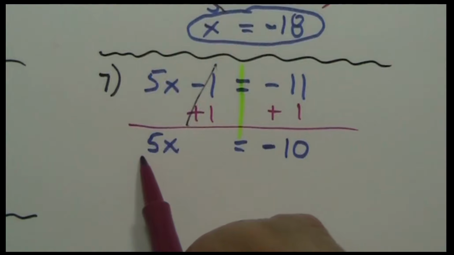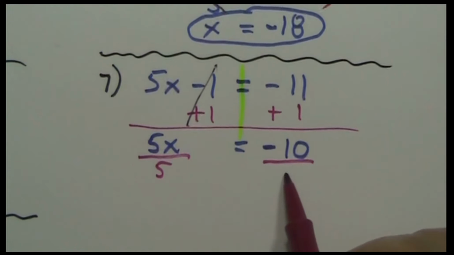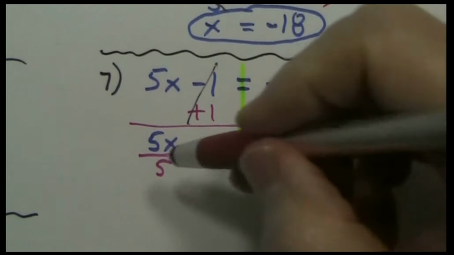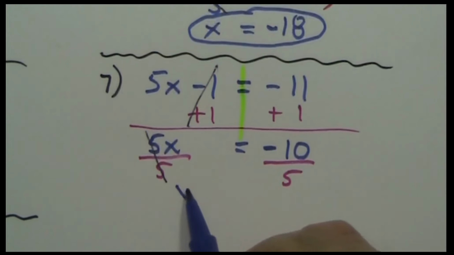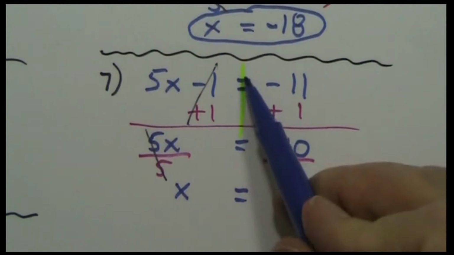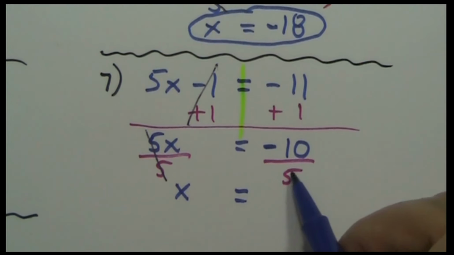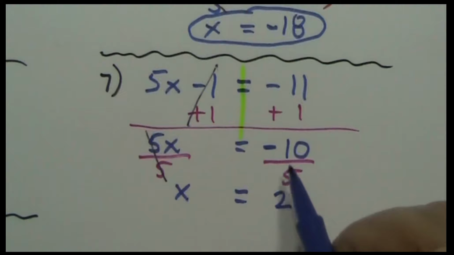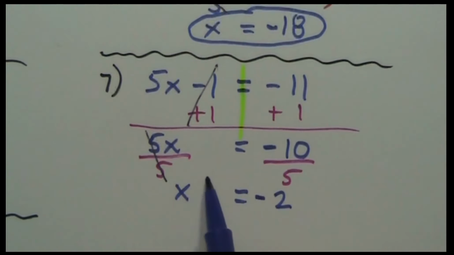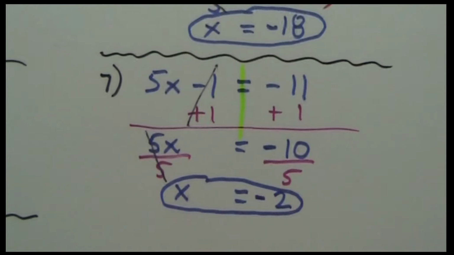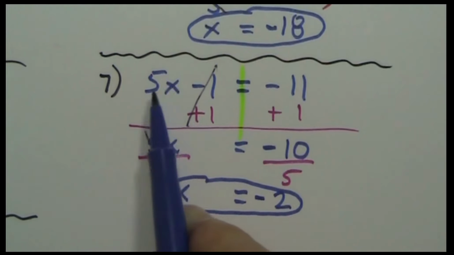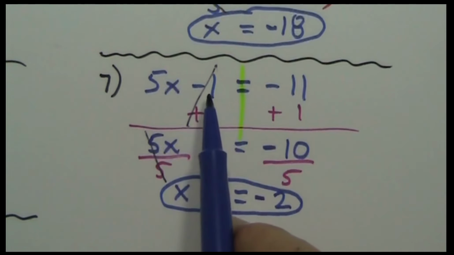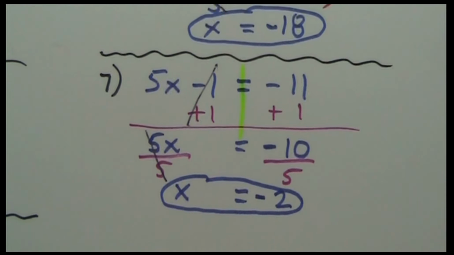Now to here, it's multiply, so I'll divide by the same number. That becomes 1. It's 1x. See how I'm keeping the equals lined up? 5 goes into 10 twice. There's 1 negative, so it's negative. And if you were to put -2 in there, 5 times -2 is -10. -10 and -1 makes -11. It works.